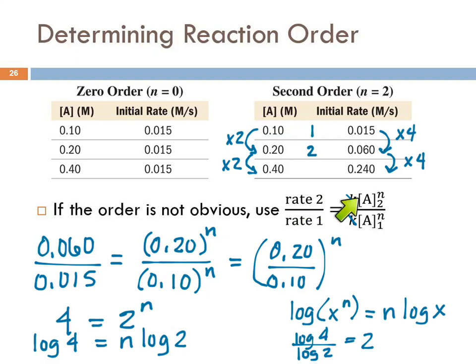We're taking the rate law for one set of data, dividing it by the rate law for a different set of data. The constants are going to be the same, and the exponent is going to be the same. And the constants cancel out, and then we can solve for the exponent and find out what the order is that way.